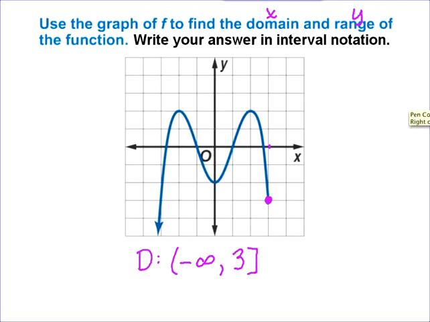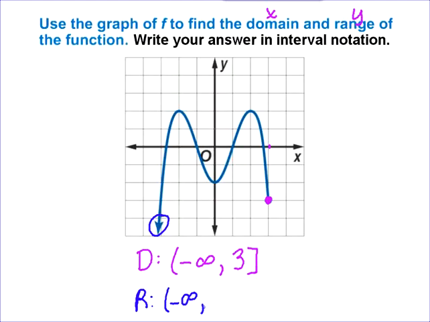Let's look at the next one, the range. The range is the y's. So I'm going to do the same thing. I'm going to look up or down. If I start at negative infinity, does the graph keep going all the way down? Yep, that's what this arrow indicates. So that is negative infinity.